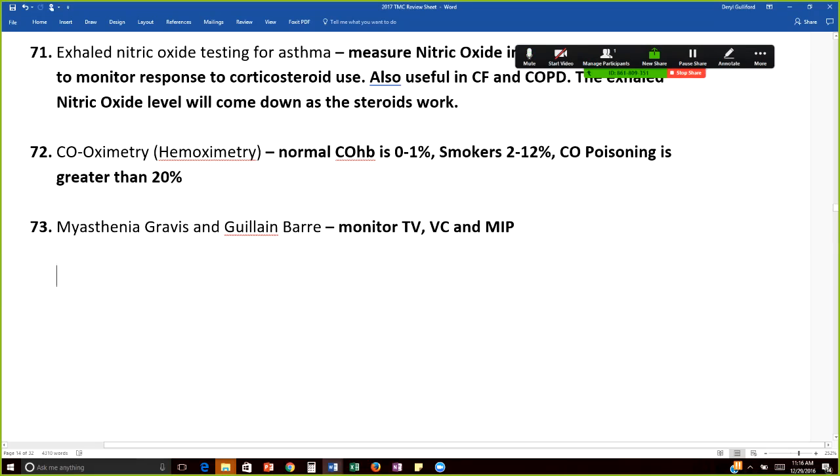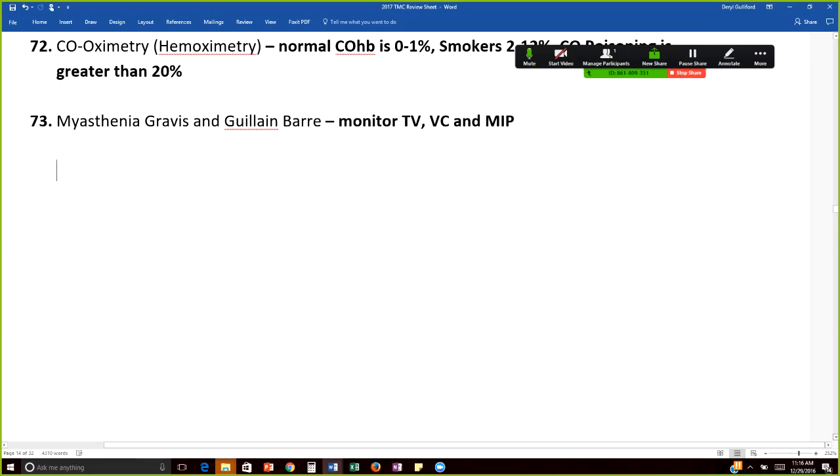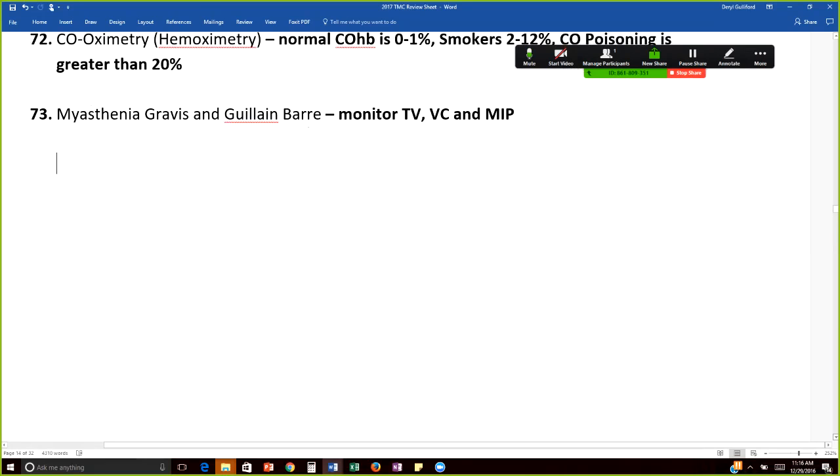Right? For myasthenia gravis and Guillain-Barré, I would guess that you're going to have some neuromuscular problem on your test. We need to very carefully monitor the tidal volume, vital capacity, and MIP on these patients.